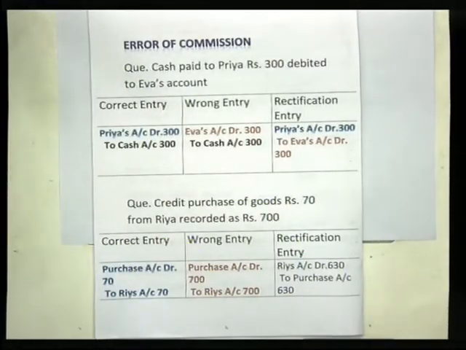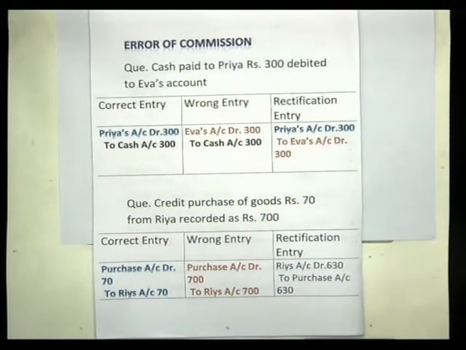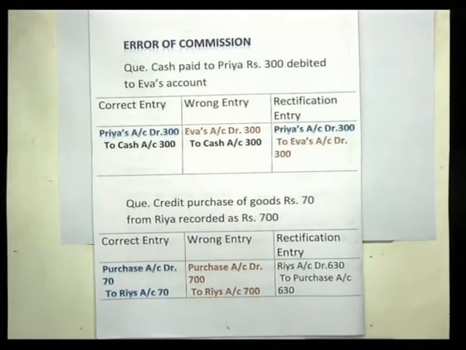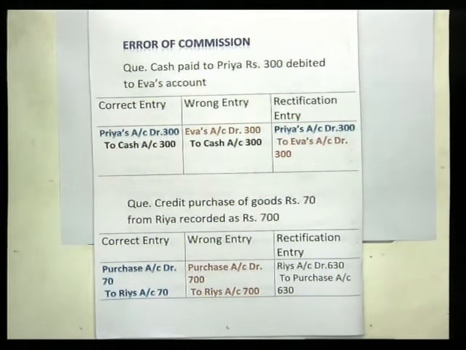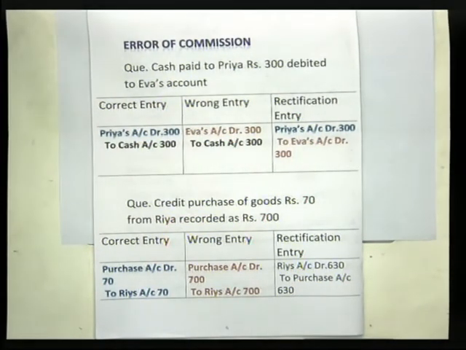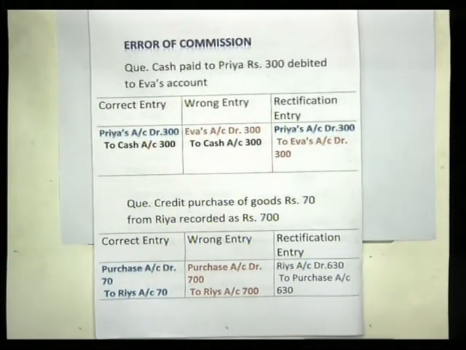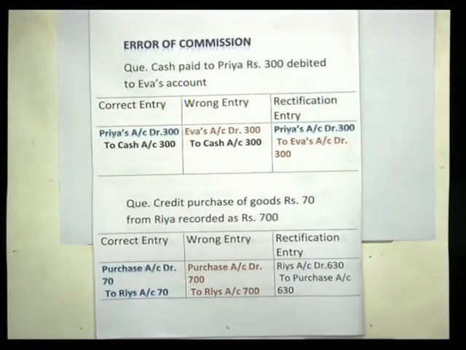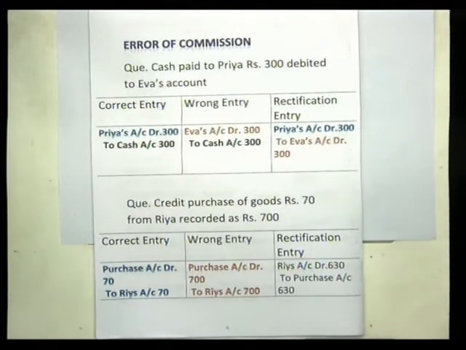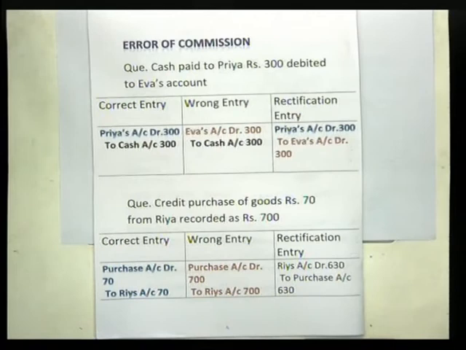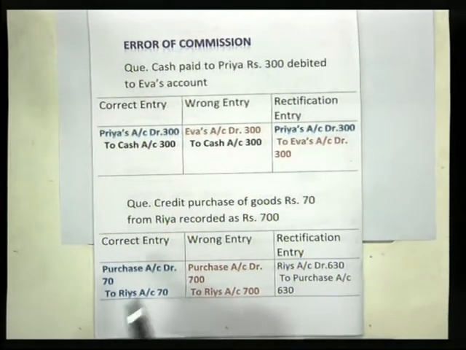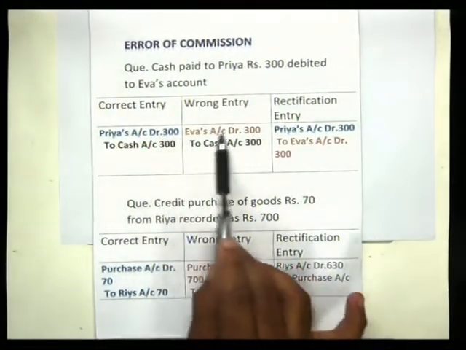Now another example. This example is the error of commission. Cash paid to Priya rupees 300 debited to Eva's account. So the correct entry is Priya's account debited to cash account, because cash is paid to Priya. Here the wrong entry is, instead of debiting Priya account, Eva account is debited. Here there is no error in the amount. So the error is that instead of debiting Priya, you have debited Eva.